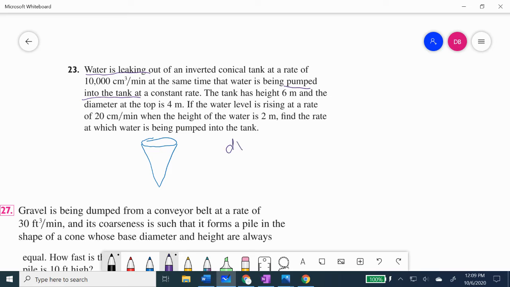That means that the rate of change of volume with respect to time is whatever constant it's being pumped in, minus the 10,000 cubic centimeters per minute that we are losing. And it wants to know the rate at which water is being pumped into the tank. So in other words, we're trying to find C. So they must have given us some more information about a rate of change. The water level is rising at a rate of 20 centimeters per minute.